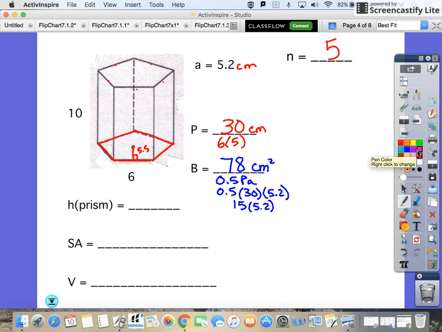Next is h of the prism, or height of the prism. That means how tall is it, or how many cookies would we get out of this roll of cookie dough. And this one is 10 centimeters. Surface area is 2B plus P times H.